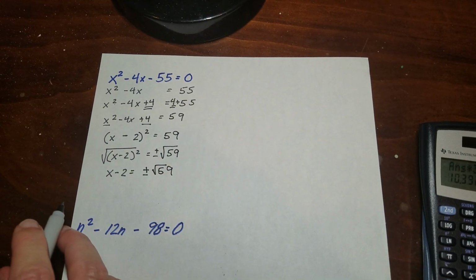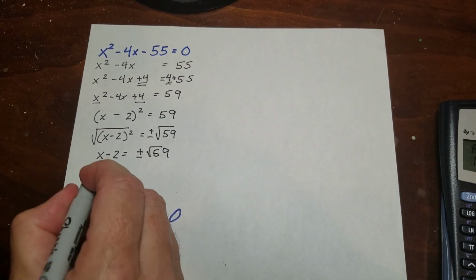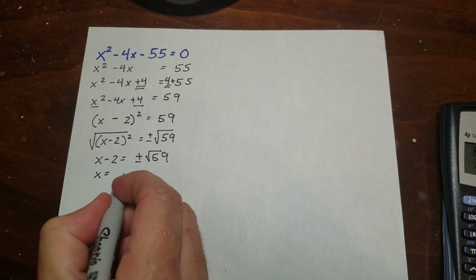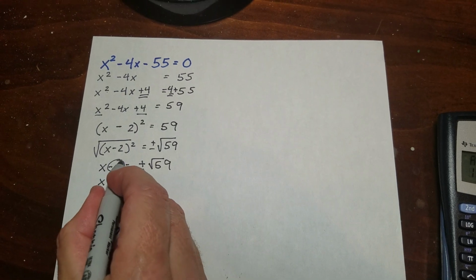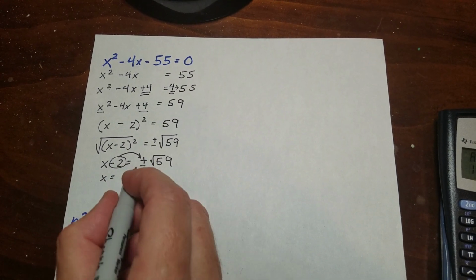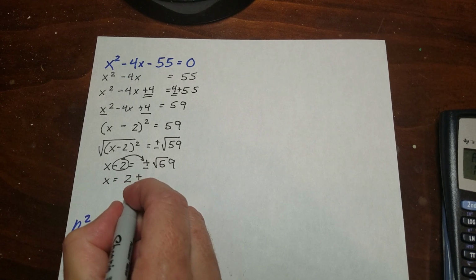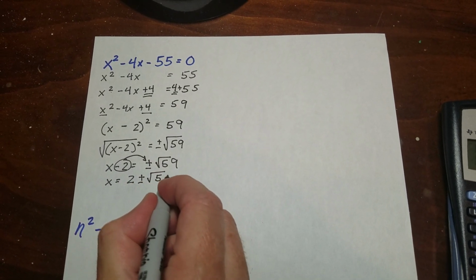Now I'm going to do the same stuff I normally do. I want to figure out what x is equal to. So I'm going to do the additive inverse, which means I'm going to take this negative 2 and put it over here, but remember it's a positive 2. And there you have what the answer is.